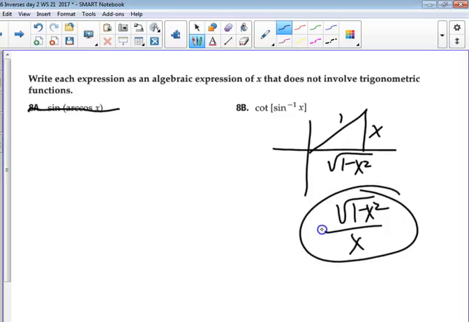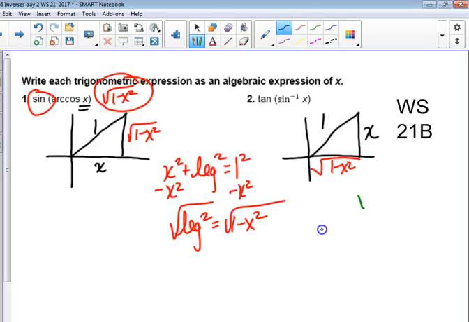Now turn the worksheet over. And number 2, we have the same question, but it wants the tangent. Okay. So the answer to number 1 was just this, because it's the same question on both sides. Okay. We got to here. It wants the tangent, so it wants opposite over adjacent.